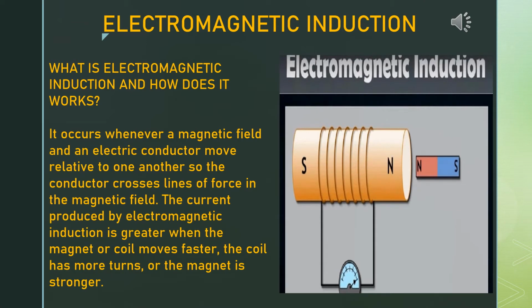What is electromagnetic induction and how does it work? Electromagnetic induction occurs whenever a magnetic field and an electric conductor move relative to one another, so the conductor crosses lines of force in the magnetic field. The current produced by electromagnetic induction is greater when the magnet or coil moves faster, the coil has more turns, or the magnet is stronger. See the diagram. Conductor is there, magnet is there, and the coil system that I have told, that also has been shown.